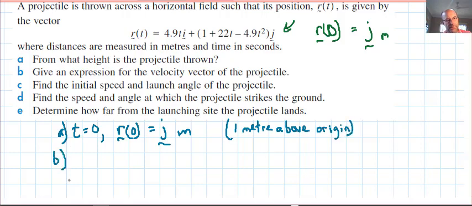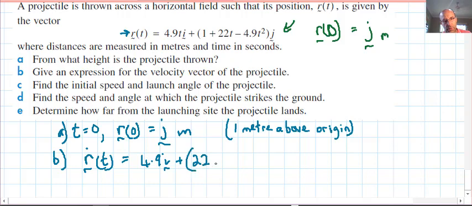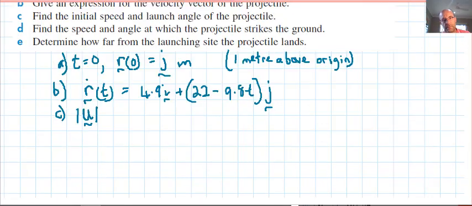Part B. The velocity vector is what we've got to find, and we just take the derivative of the given vector r of t, so we get 4.9i plus 22 minus 9.8t j. Now that should be looking sort of familiar to you now, right? 9.8, that's g. Now the initial speed, it's not velocity, it's speed, is the magnitude of the initial velocity vector.